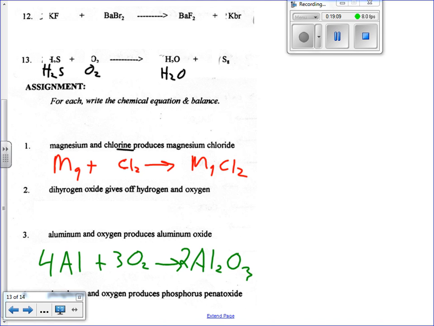Number 3 on the key is also wrong because the swap and drop on aluminum oxide is wrong. When you look at that one, it should look like this. It should say 4Al plus 3O2 gives 2Al2O3. So both of those are wrong on the key. Sorry about that.